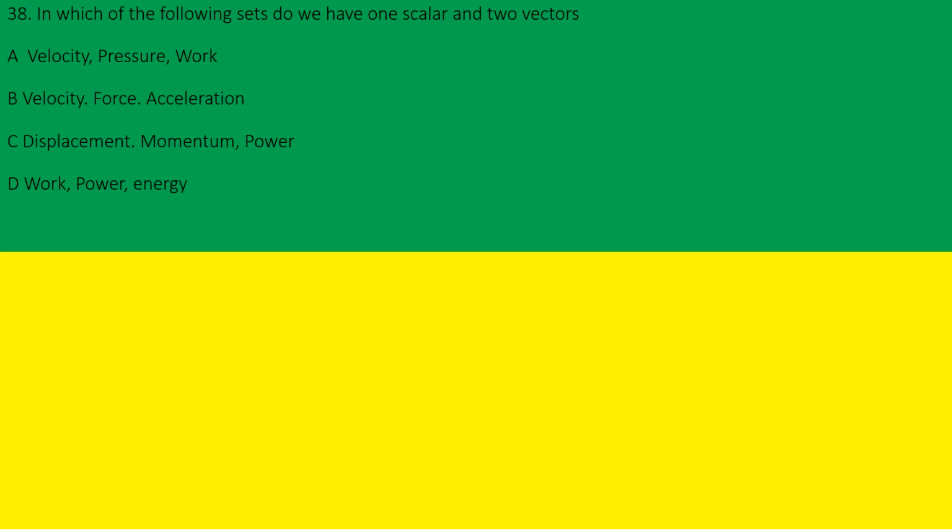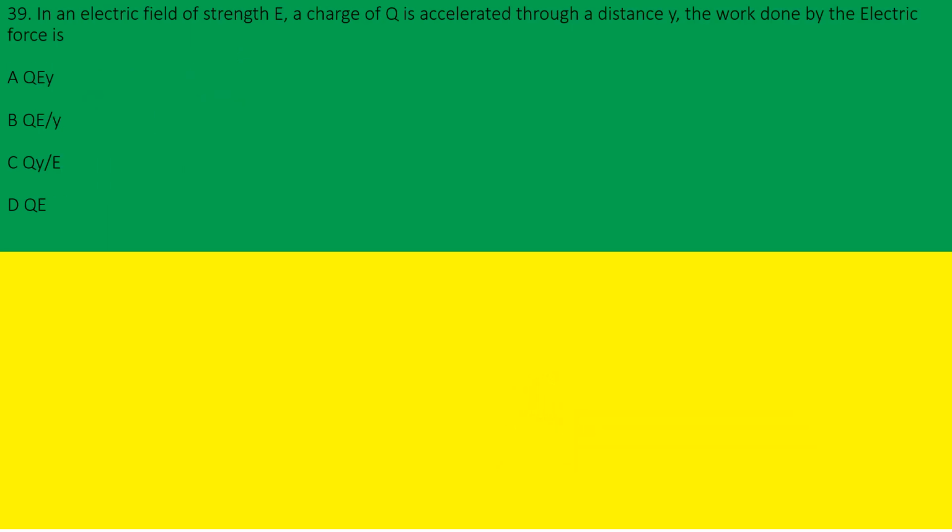Okay, one scalar, two vectors. Our answer is C, right? In an electric field of strength E that carries a charge through a distance d, the work done by the electric force is... All right, so the answer is A. Work done is force times d, right? So force is E, the electric field intensity, multiplied by the charge, multiplied by d, which is basically just the given distance. So our answer is A, right?